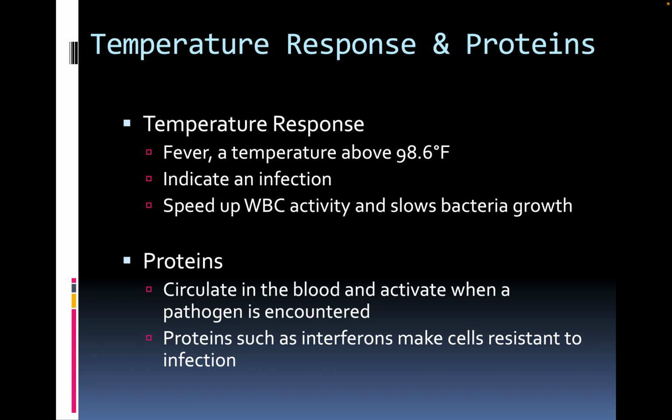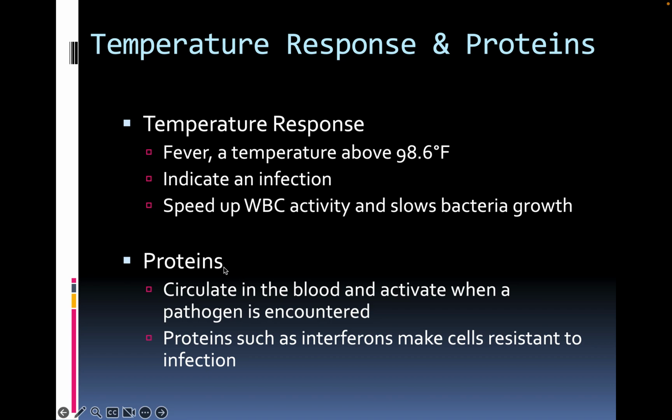Now, there are some invaders that aren't affected like that by a rise in temperature, which is why some infections can get dangerously high fevers, because your body's going to try to keep raising that temperature until the amount of histamine starts to reduce, which is of course why we have fever reducing medicines and things like that.